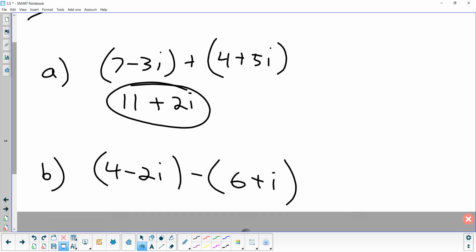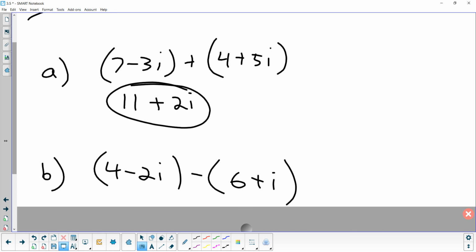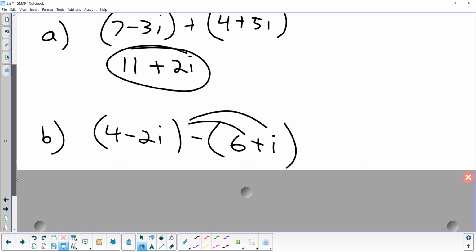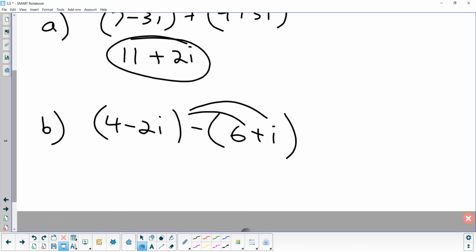All right, subtracting, kind of the same thing, but think of that subtraction as a distributive. You're subtracting 6 from the first part, and you're going to subtract the i from the first part. All right, so Tyler, what would I get for a real part? For the real part.